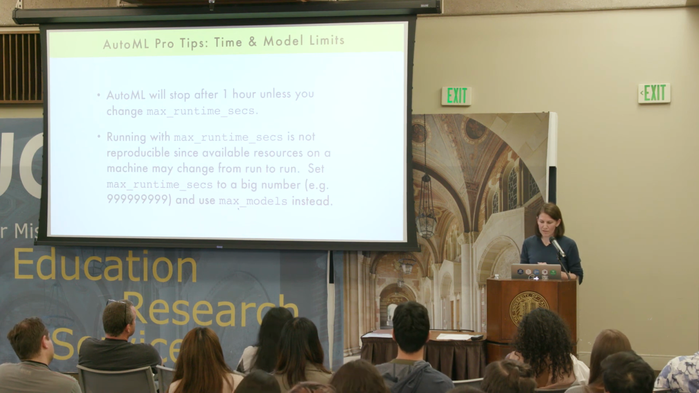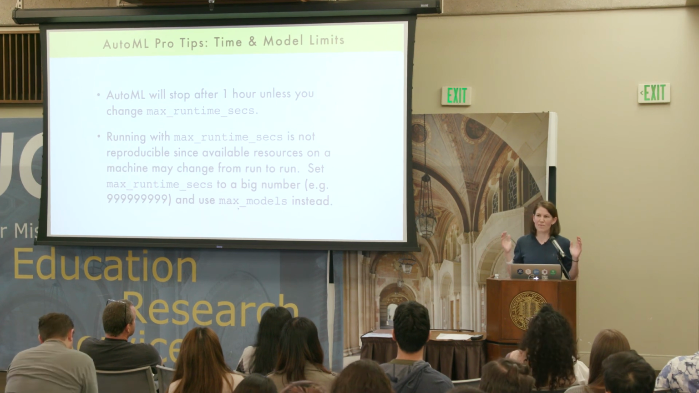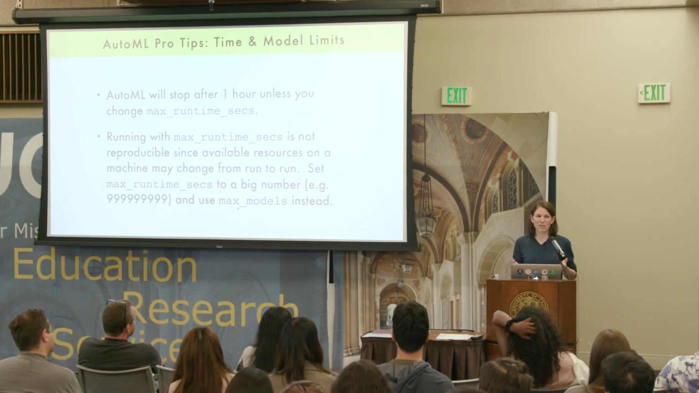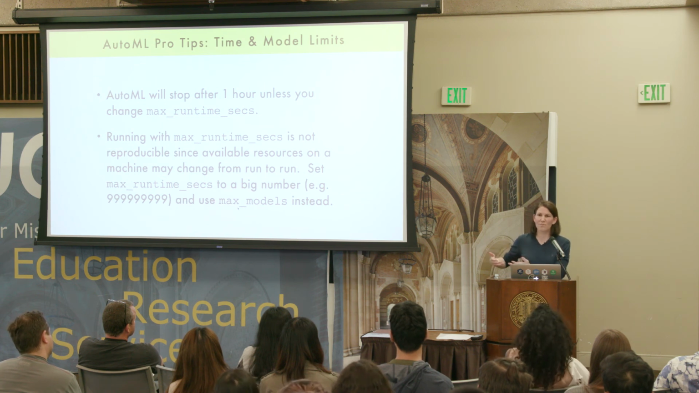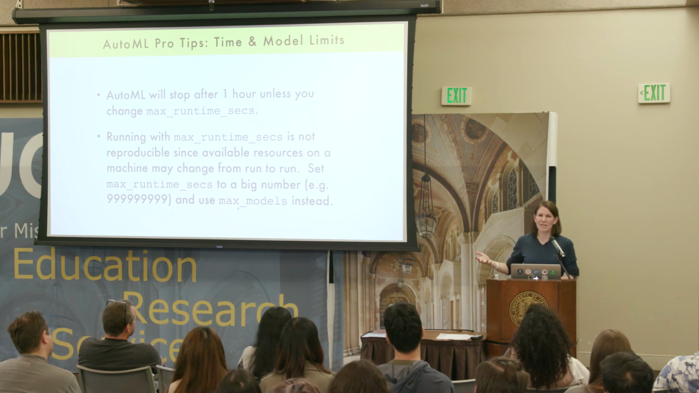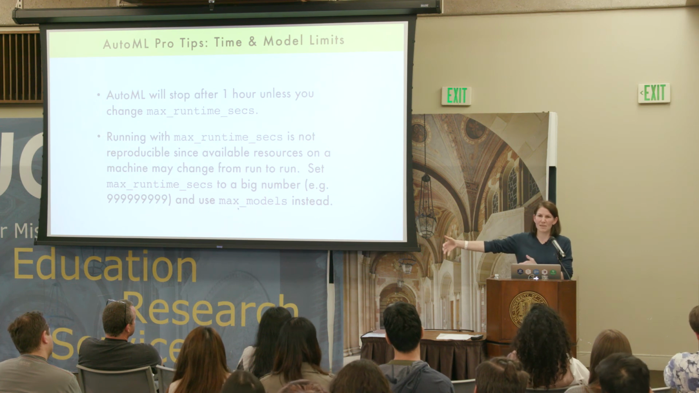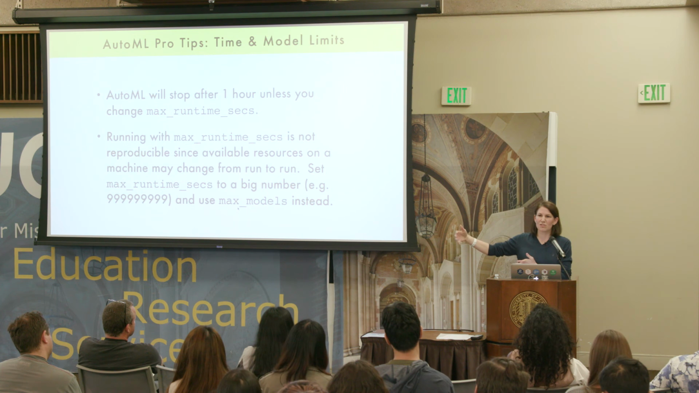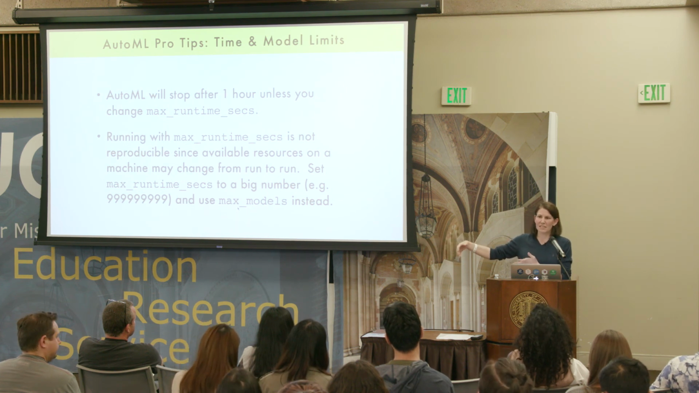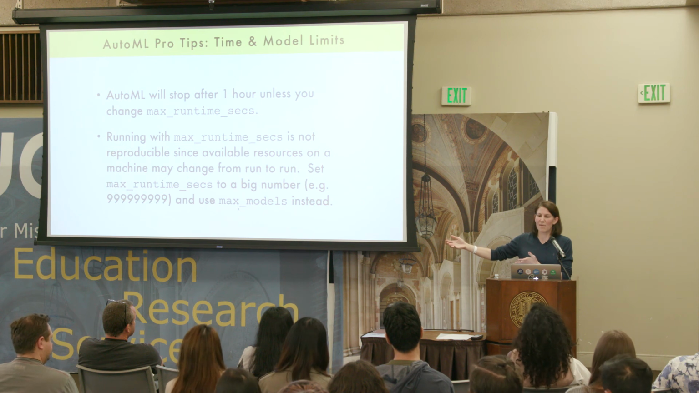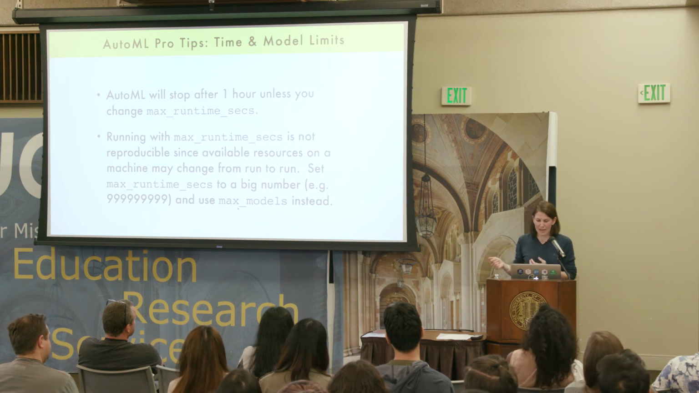For example, if you're running AutoML by time, and you ran it once with some other processes running on your machine, and then the second time you had no other processes running, it might get more done the second time in that same amount of time. So maybe it has more resources, so it can train a few more models, and then your results will be slightly different. The stacked ensemble will be slightly different. The leaderboard might be slightly different.